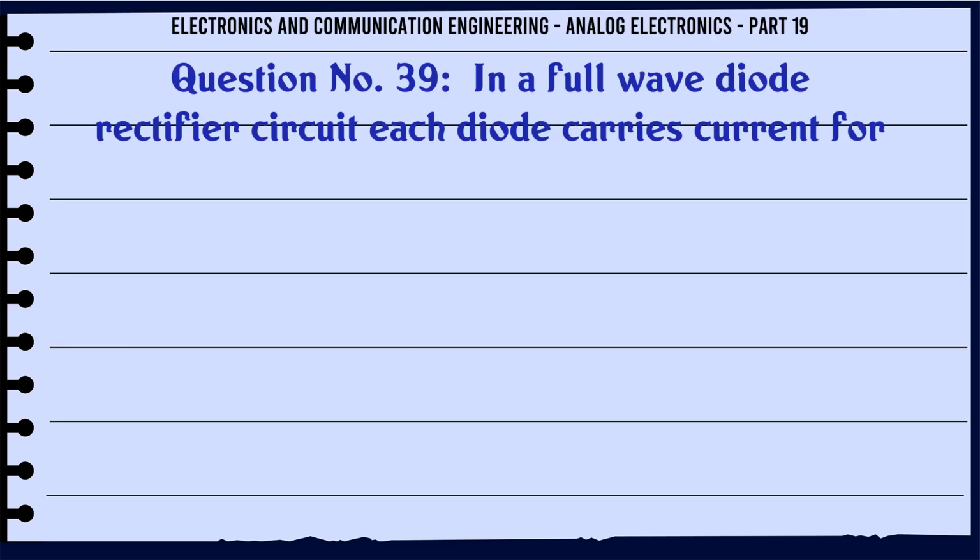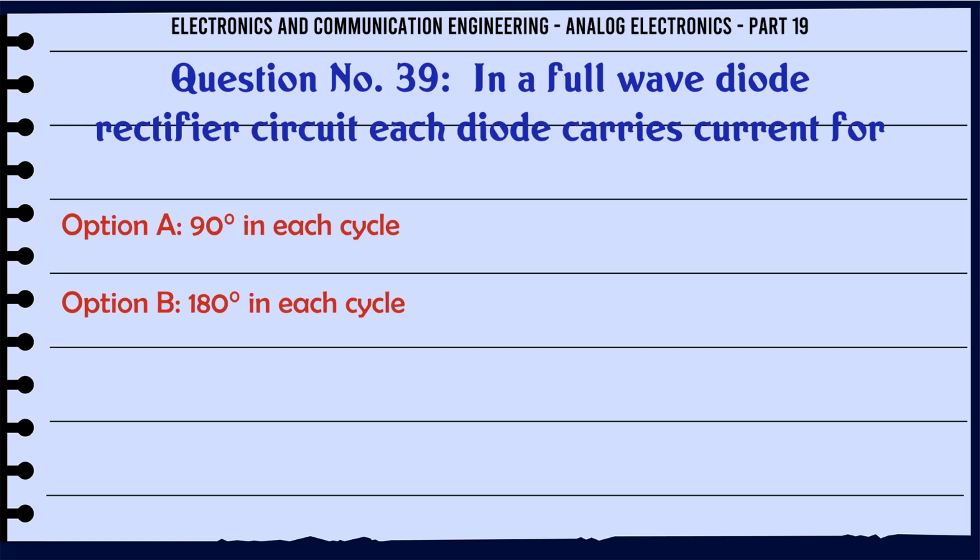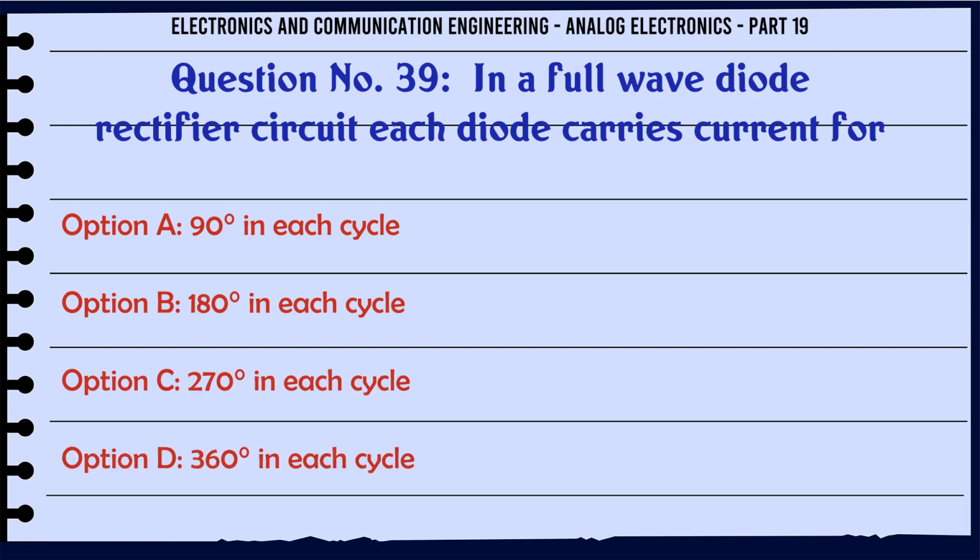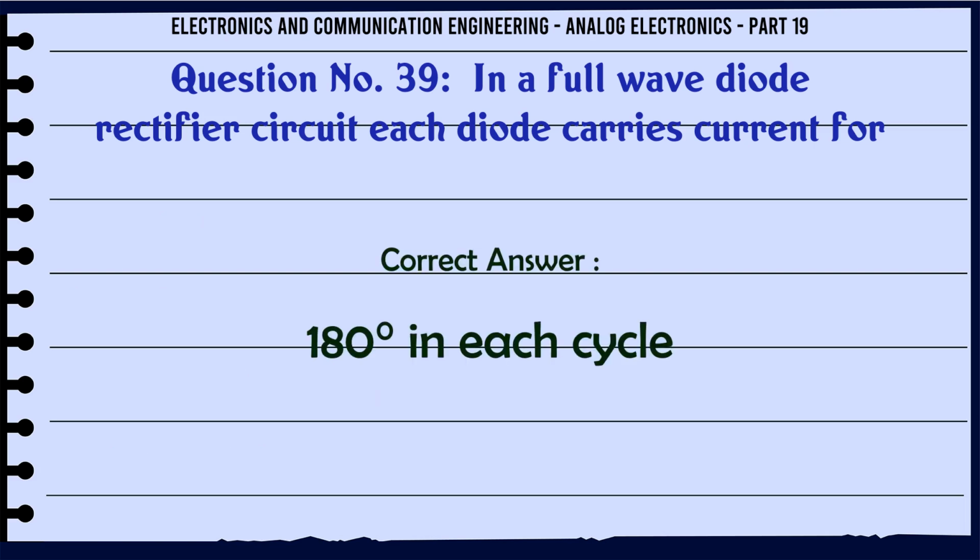In a full-wave diode rectifier circuit, each diode carries current for A. 90 in each cycle, B. 180 in each cycle, C. 270 in each cycle, D. 360 in each cycle. The correct answer is 180 in each cycle.